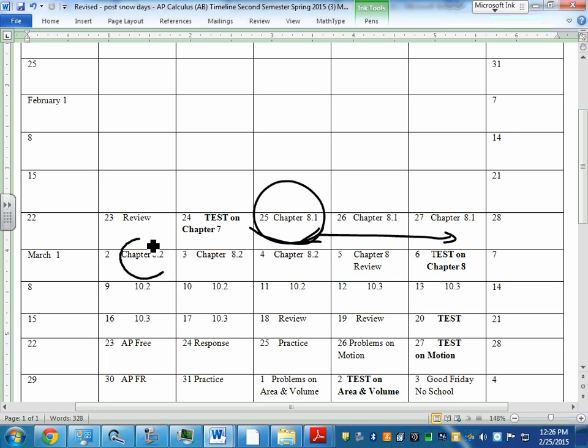We're going to be doing volume for a couple of days, and then a quick review, and we will test this prior to the end of the quarter. So areas today, tomorrow, Friday, volumes Monday, Tuesday, Wednesday, test on 8-1 and 8-2. That will be the last major grade for the quarter, and so you want to do well on that.